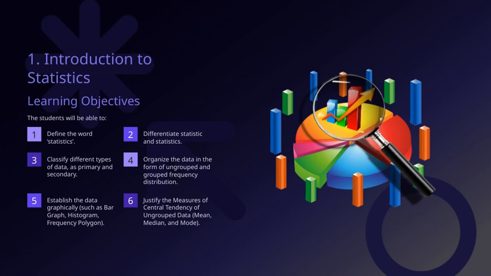Next, we'll learn how to represent data visually using different kinds of graphs, like bar graphs, histograms, and frequency polygons. These tools help us interpret data more clearly. We'll also organize data into frequency distributions, both ungrouped and grouped, to see patterns more easily. Finally, we'll discuss the measures of central tendency, mean, median, and mode, and understand why these are crucial in summarizing data, especially when dealing with ungrouped data. Throughout this session, remember that these concepts form the foundation of understanding and interpreting data effectively.